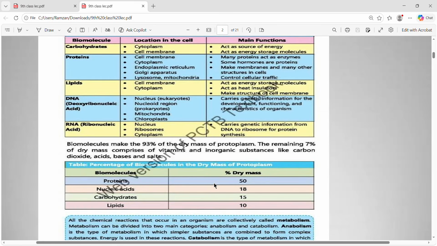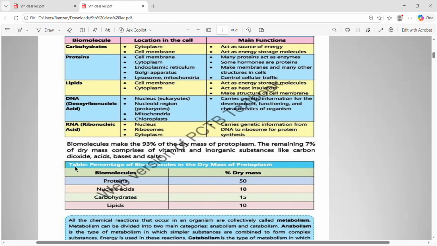Next, we will discuss that biomolecules make 93% of the dry mass of protoplasm. This is a very important MCQ. The remaining 7% of dry mass comprises vitamins and inorganic substances like carbon dioxide, acids, bases, and salts. This is also a very important MCQ.